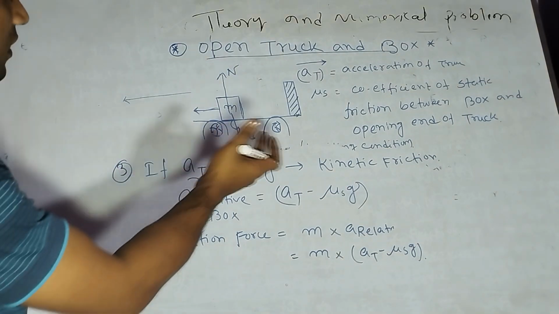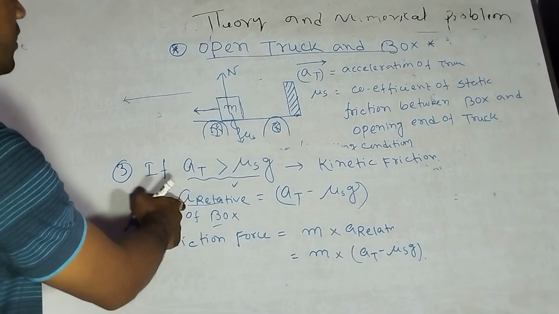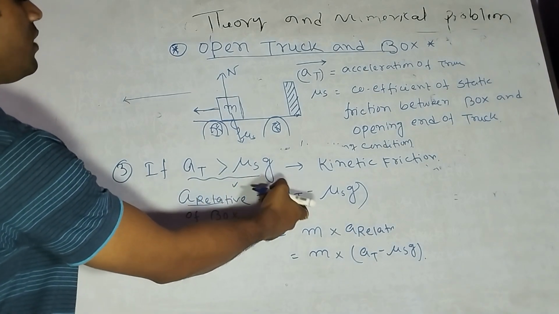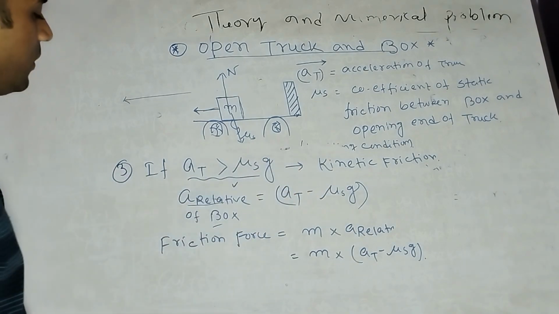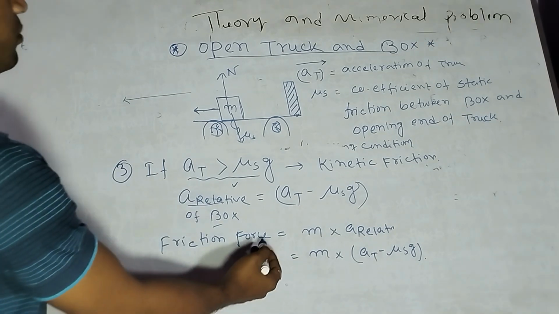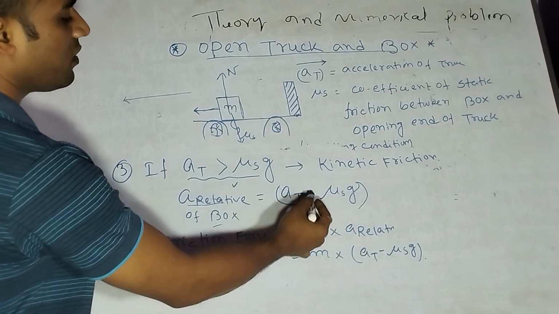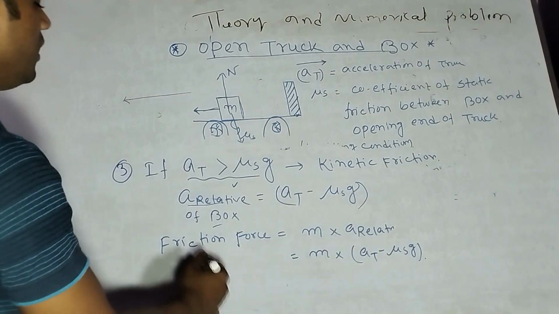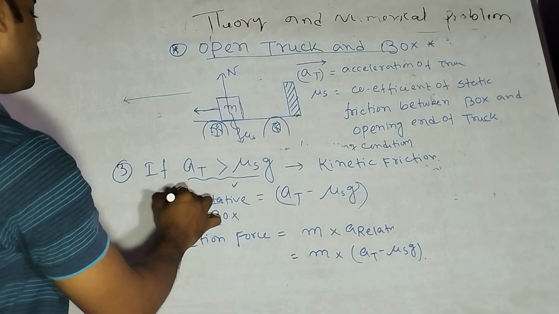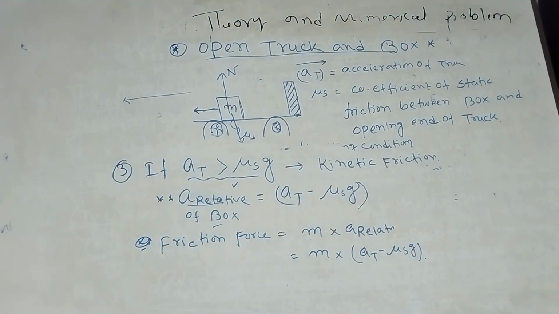Next question: if friction is kinetic friction, then find out the relative acceleration of the box. AT, the acceleration of the truck, minus mu s g. Then the next question: the friction force. The friction force is determined by the mass of the box into the relative acceleration. The relative acceleration value is given by AT minus mu s g. This is very important for the truck and box problem. Another problem is also added in the kinetic friction question.